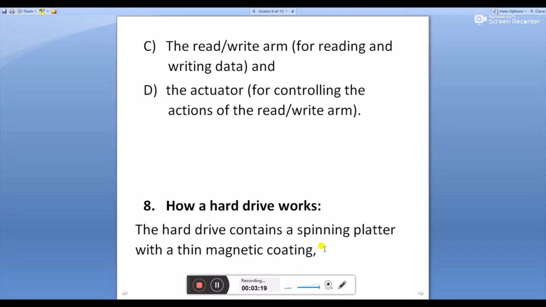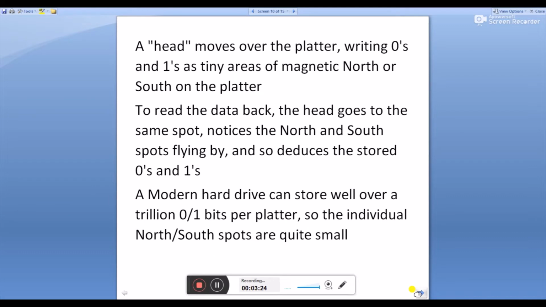Now, the hard disk drive contains what is called a spinning platter with a thin magnetic coating. A head moves over the platter, writing zeros and ones in tiny areas of magnetic north or south on the platter. To read the data back, the head goes to the same spot, notices the north and south spots flying by, and so deduces the stored 0 and 1. A modern hard drive can store well over a trillion 0/1 bits per platter, so the individual north and south spots are quite small.